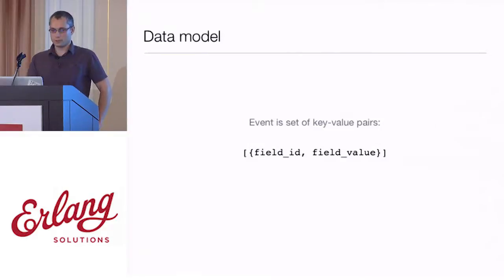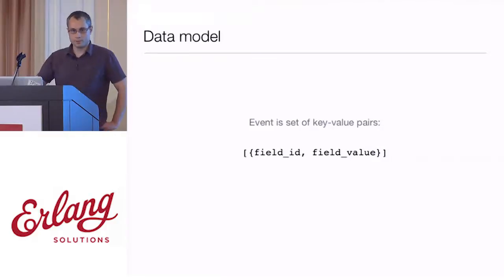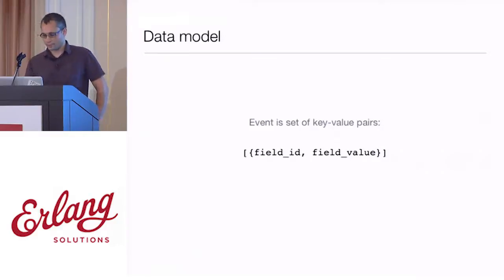So the data model, and this is the data model when it comes to consuming events from the application. Basically, one can take in any event that can be modeled as a set of key value pairs. The key part of the key value pair represents some kind of symbolic field ID, and the field value is essentially some value of one of the primitive types we support.